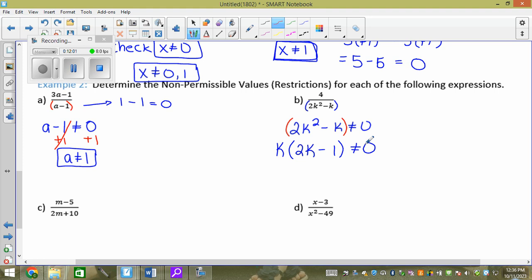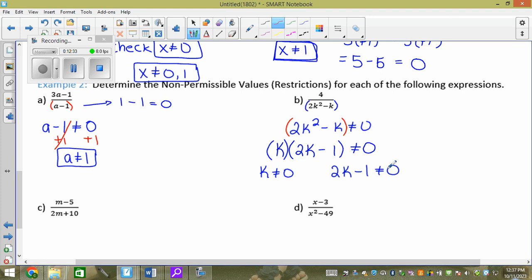Now, either of these, the k and the 2k minus 1, can't equal 0. Because if this equals 0, 0 times 2k minus 1 would cancel. If 2k minus 1 equals 0, k times 0 would cancel. So once I take out the GCF, my next step is to take each of these separately and say they can't equal 0. So k can't equal 0, and the bracket 2k minus 1 can't equal 0.